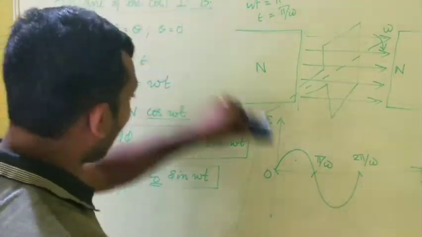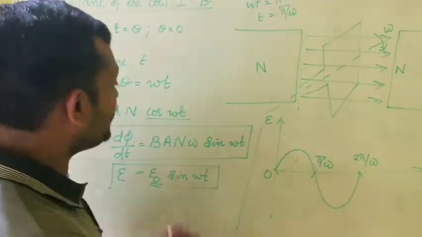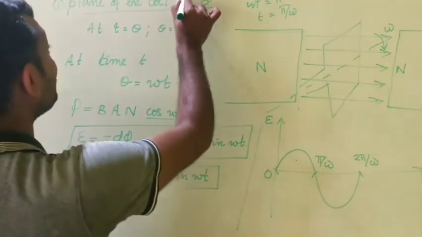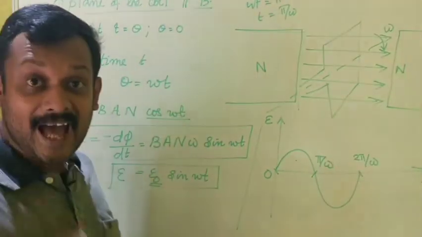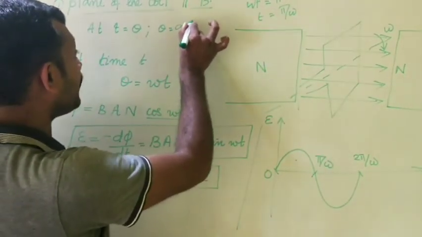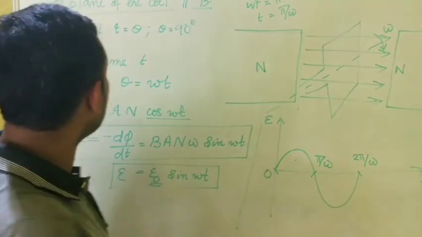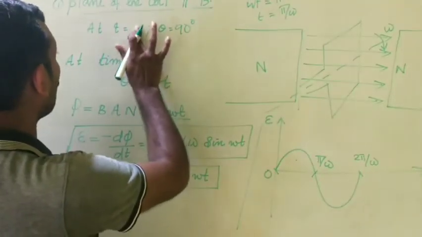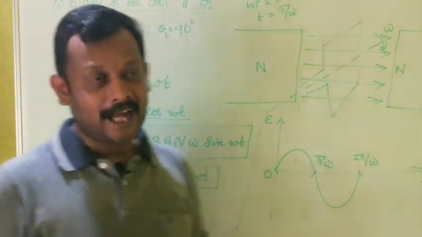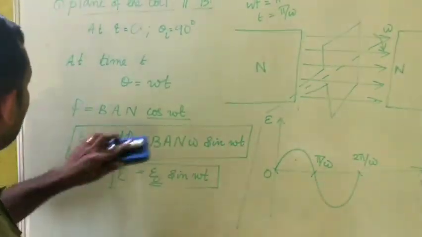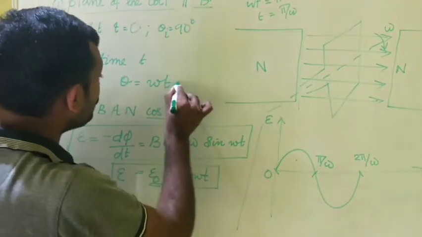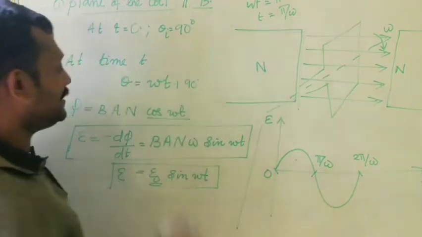Now, this is one idea to understand regarding an AC generator. The second case, I am saying the plane of the coil is parallel to the magnetic field. Parallel to the magnetic field means the area vector is perpendicular to the magnetic field. So the initial angle at t equal to 0 is not 0, the initial angle is 90 degree. Now at any time t, it will rotate from this 90. So omega t plus 90.